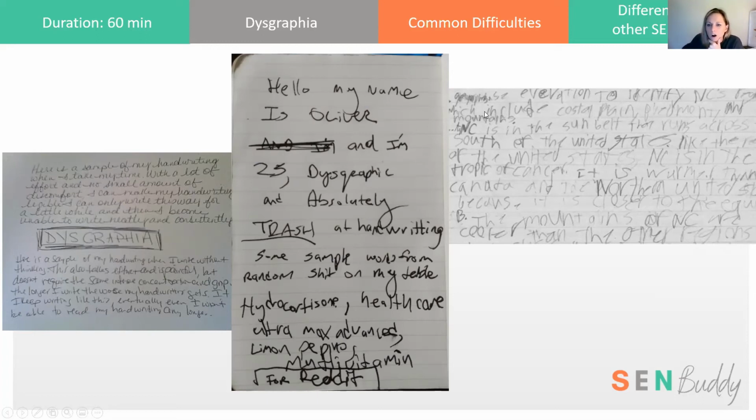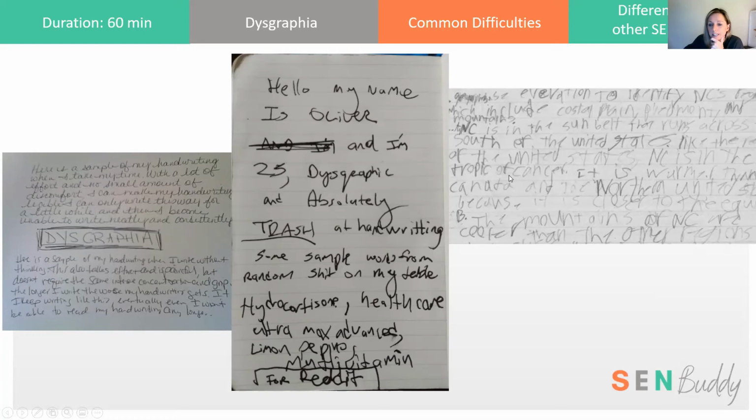Now, this one on the right, I have a boy who's now in year 10, and his writing is like this. So he really struggles to get his writing down on paper.